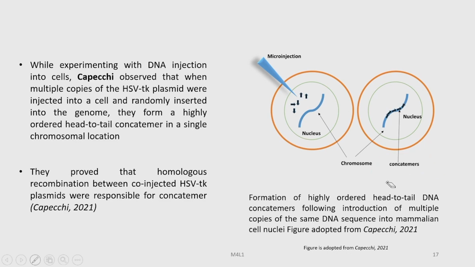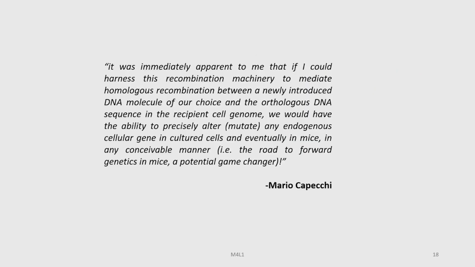From these, they got the evidence that homologous recombination between co-injected HSV-TK plasmids was responsible for this concatemerization, and here you can see formation of highly ordered head to tail DNA concatemers following introduction of multiple copies of the same DNA sequence into mammalian cell nuclei, as shown by Capecchi.